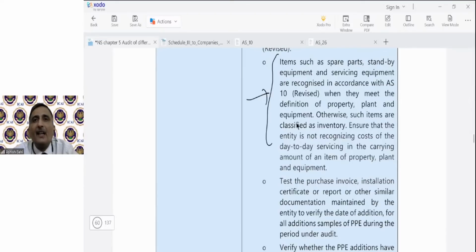If it is a tangible asset, if its cost can be measured precisely, and if future economic benefits can flow to the enterprise, can flow to the entity, then it will be treated as an asset. Then it will form part of PPE. Otherwise, it will be shown under the head inventories.